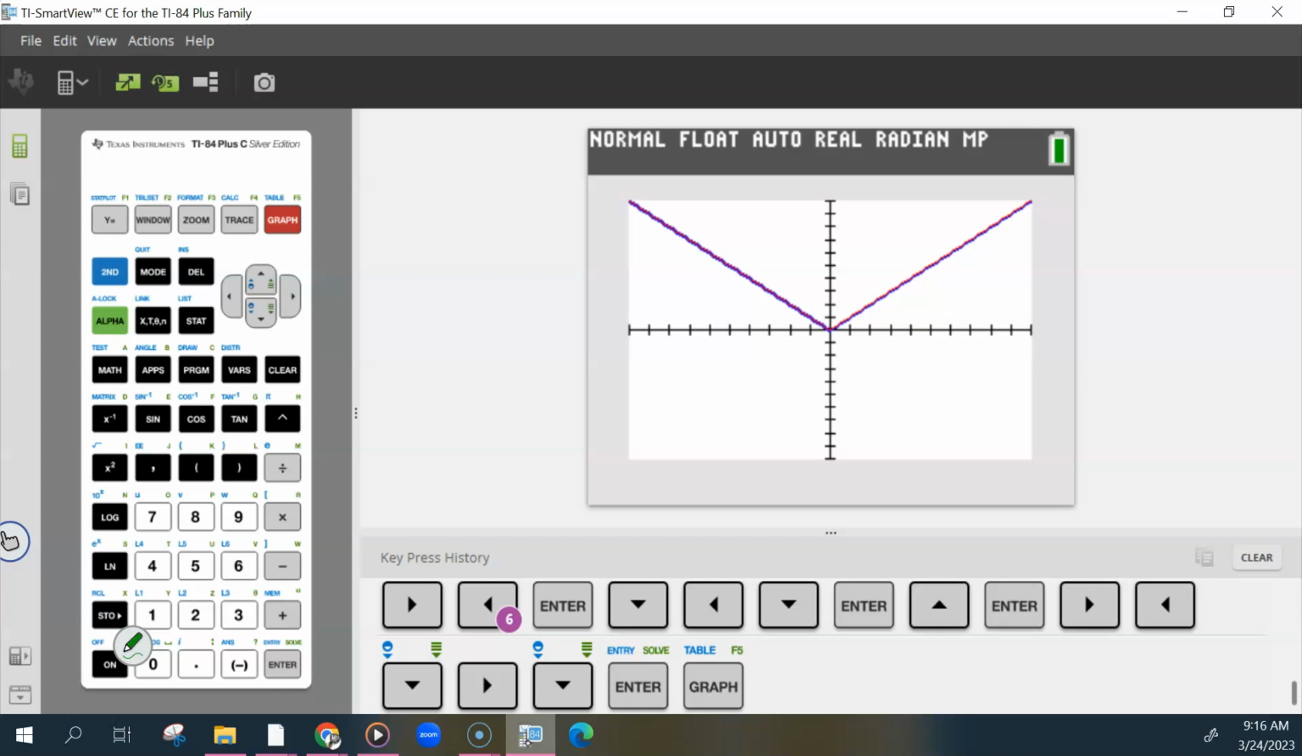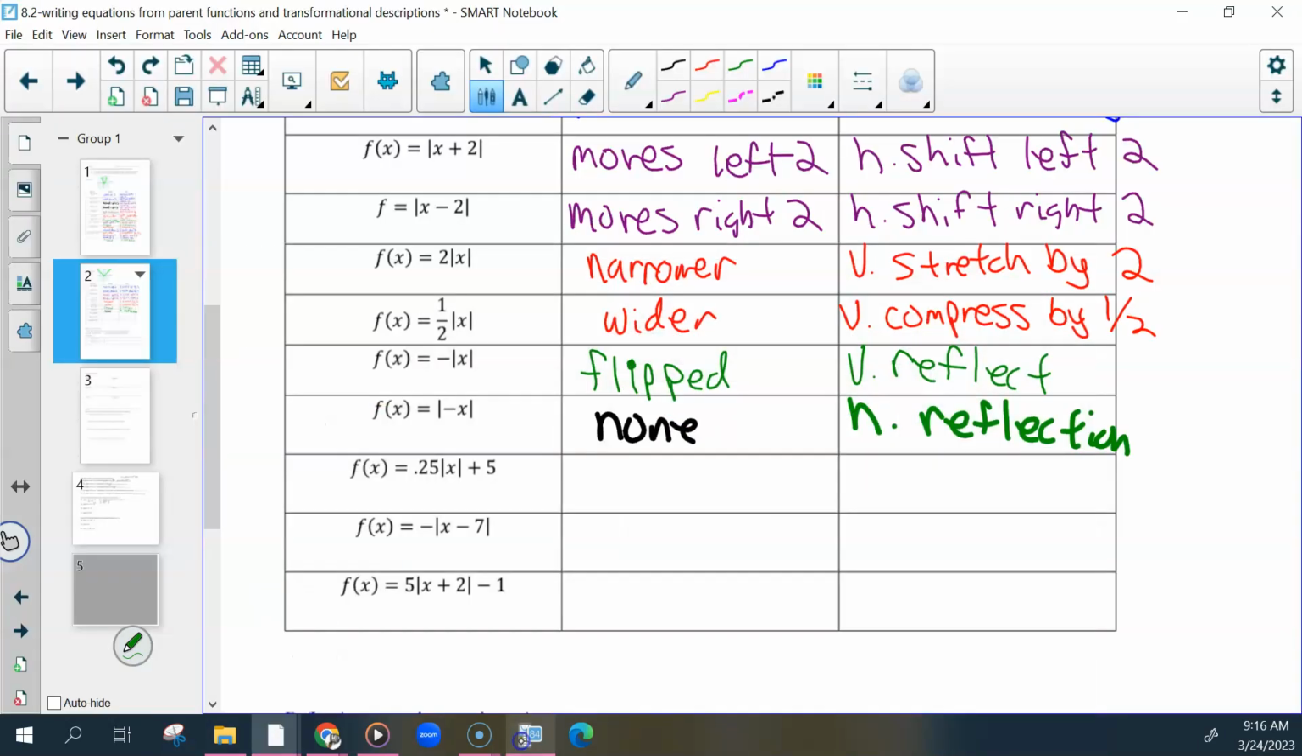All right. So you can graph the next one if you need to. Find the changes for the 0.25 times the absolute value of x plus 5. What happened there?